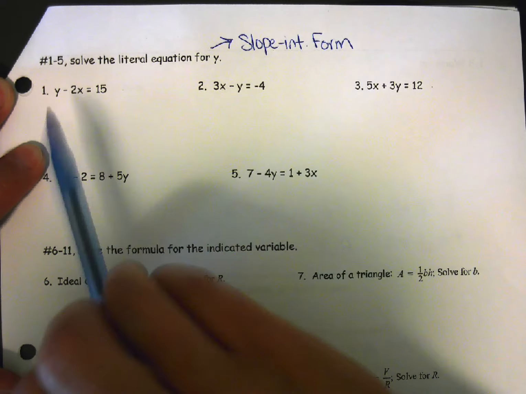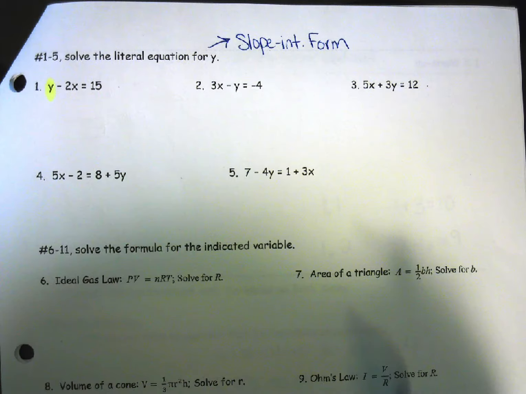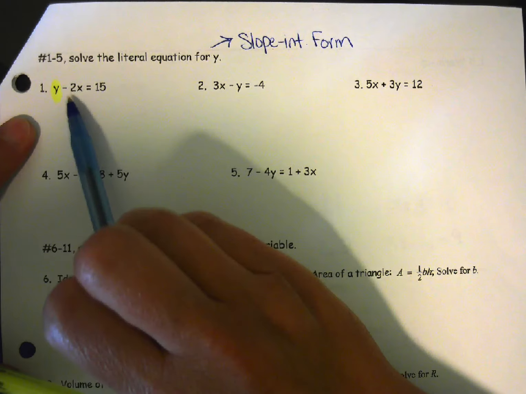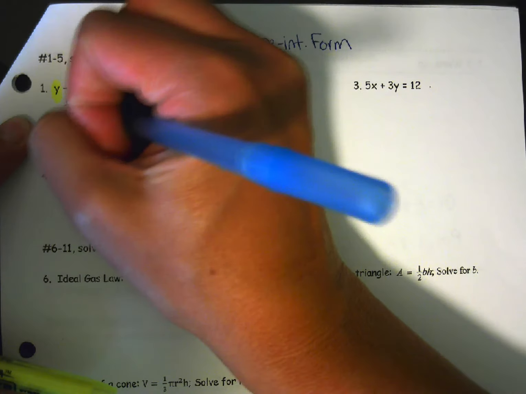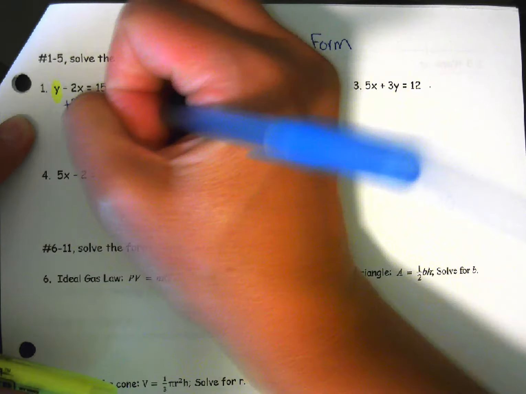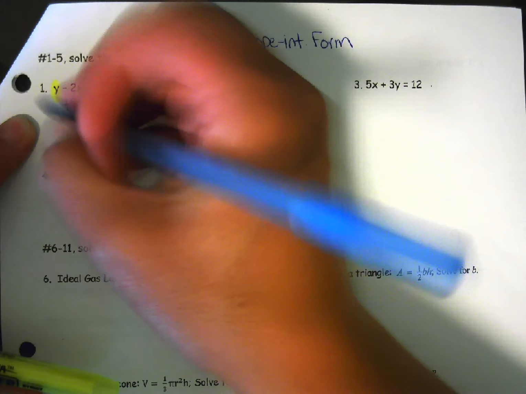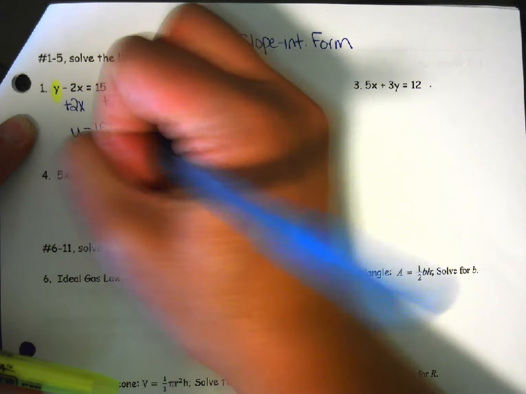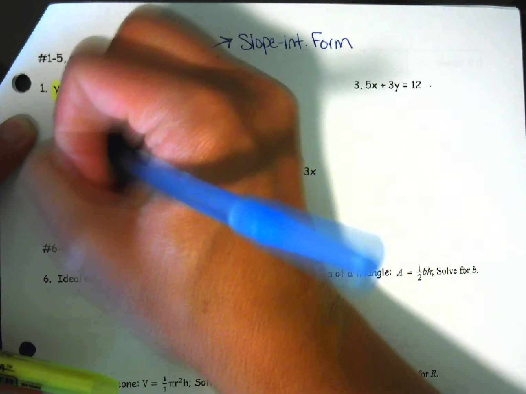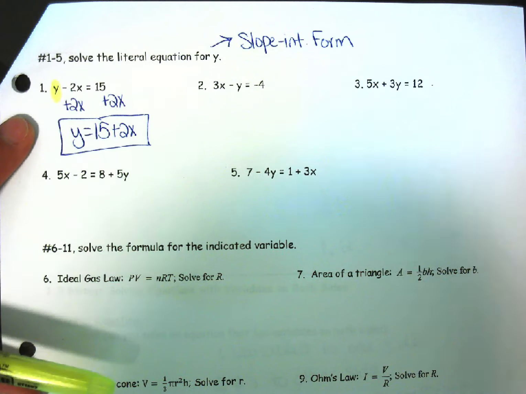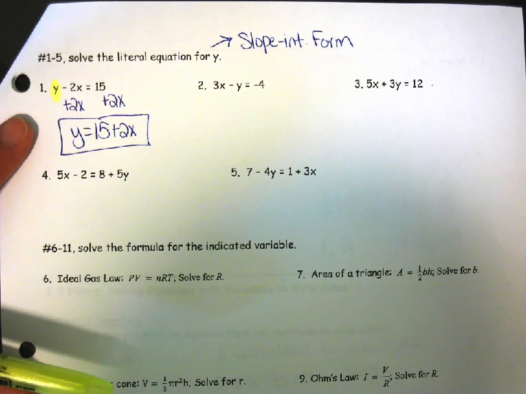So on number 1, again, you're trying to get the y alone. So all you have to do is move the other items away. So if we have a minus 2x, we simply add 2x. We just do the opposite. So we have 15 plus 2x, and then we're done. That is our answer. There's nothing else you have to do there, okay?